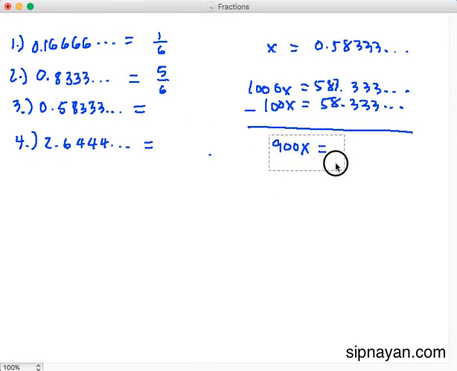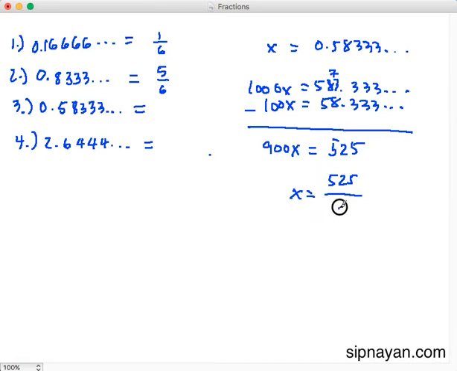And then, what is 583.3333 minus 58.333? Mamawala na to. So we have 5. 13 minus 8 is 5. And then, this becomes 7, di ba? So 7 minus 5 is 2, and we bring down 5 here. So meaning x equals 525 over, we divide both sides by 900, we have 525 divided by 900.